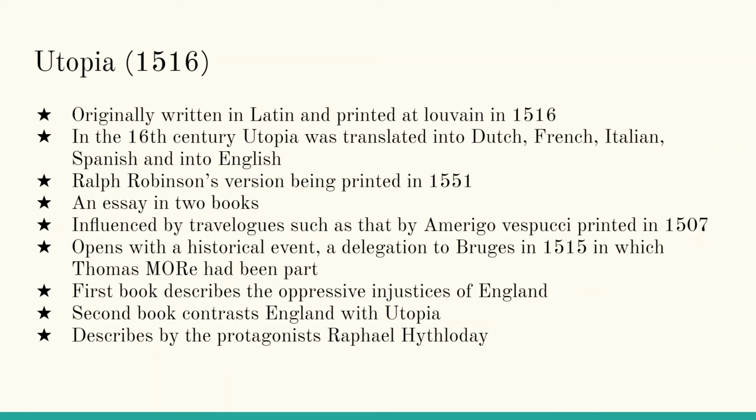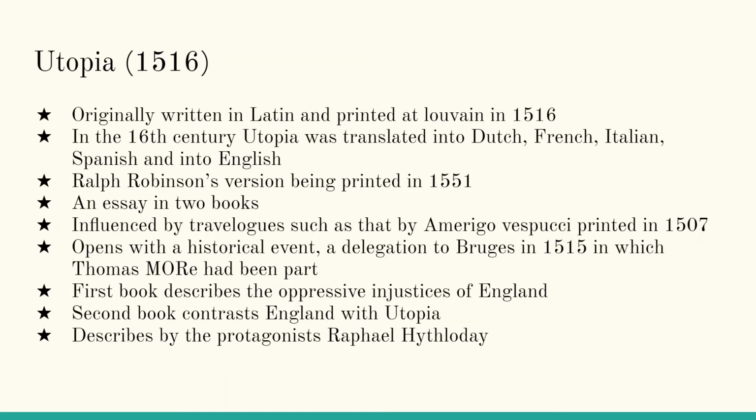The work has two books. The first book describes the oppressive injustices of England. He was not at all agreeing with what Henry the Eighth was doing to England, so he was indirectly writing everything in the first book. He is depicting the oppressive injustices that had been done to the people of England, to the Catholics.